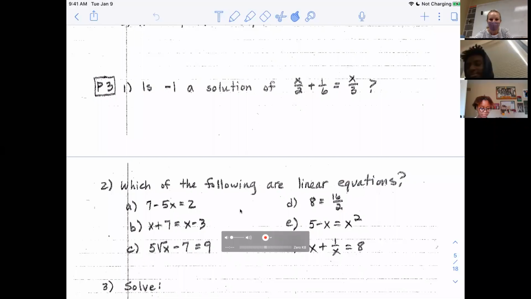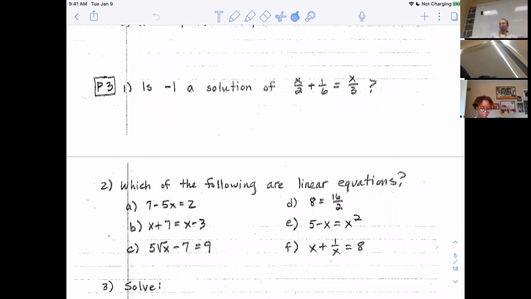And then I'll share now. Okay. I think we're now good. Okay, we're now in business. Okay, so we're on P3. We're at the bottom of the page.